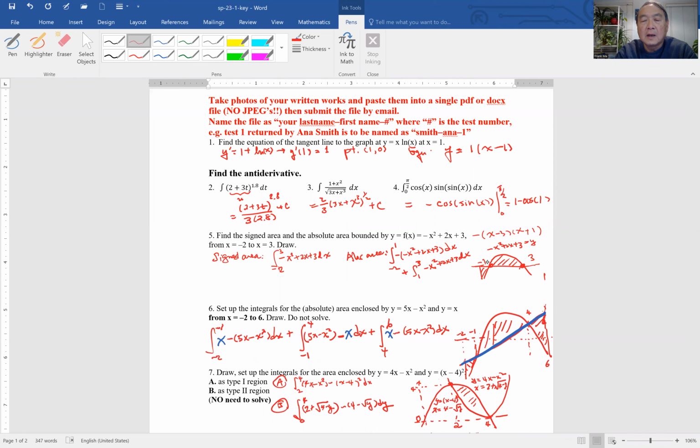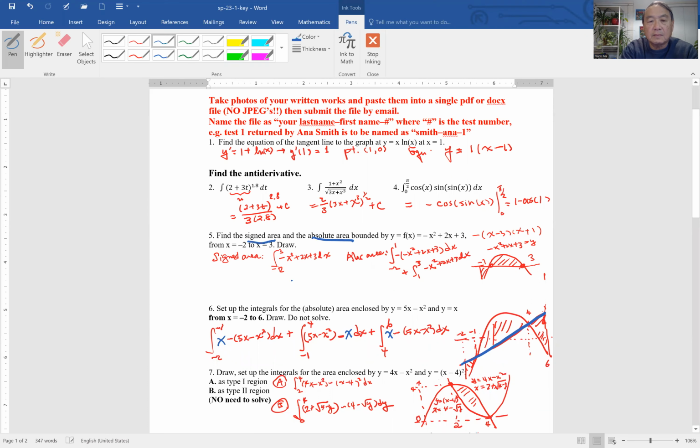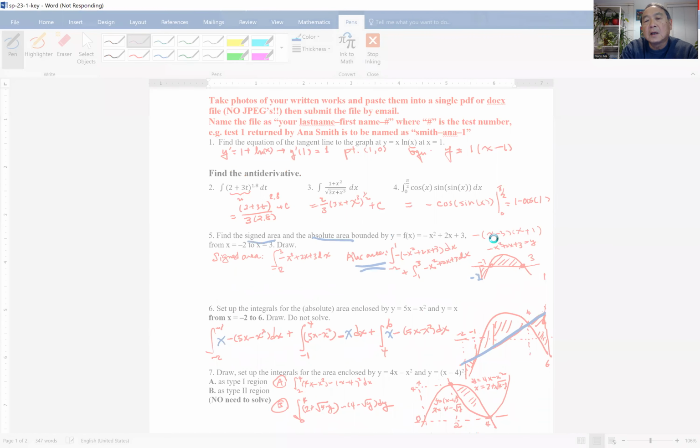So here's a graph. Basically, I'll ask you for the signed area and the absolute area. The signed area is just the integral from -2, okay, here's -2, a line over here, from -2 all the way to 3. But the absolute area is the absolute value of this portion, which actually has negative values.